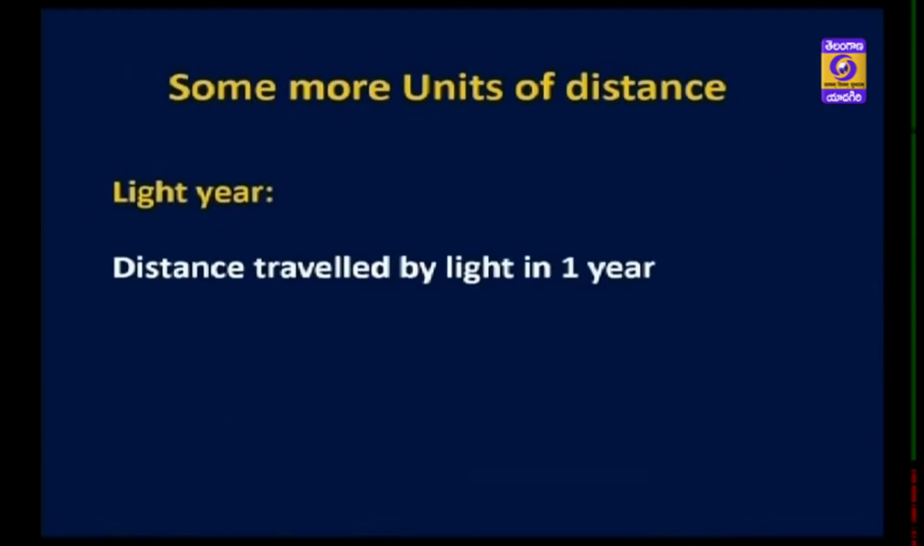I would like to introduce another unit, which is the light year. Light year is the distance traveled by light in 1 year. Light travels at an amazing speed of 3 lakh kilometers per second. Light is assumed to be the fastest in this universe. It travels at about 3 lakh kilometers per second, by which it can go around the earth 7 times in a second.